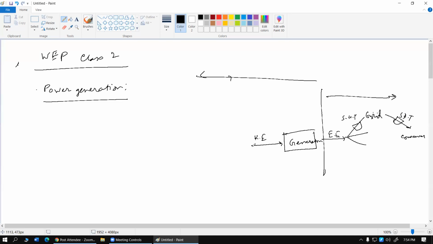One of the very common designs for power generation is that this kinetic energy will be produced by means of a turbine. A turbine is basically a propeller. This turbine will be fed hot steam, which will come from a boiler.